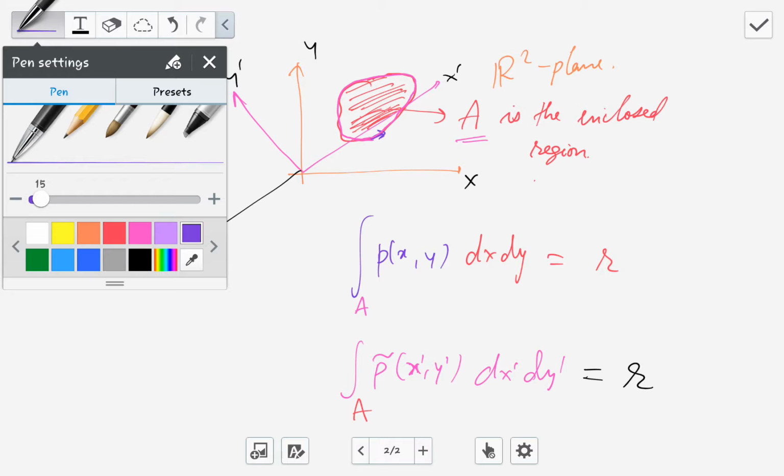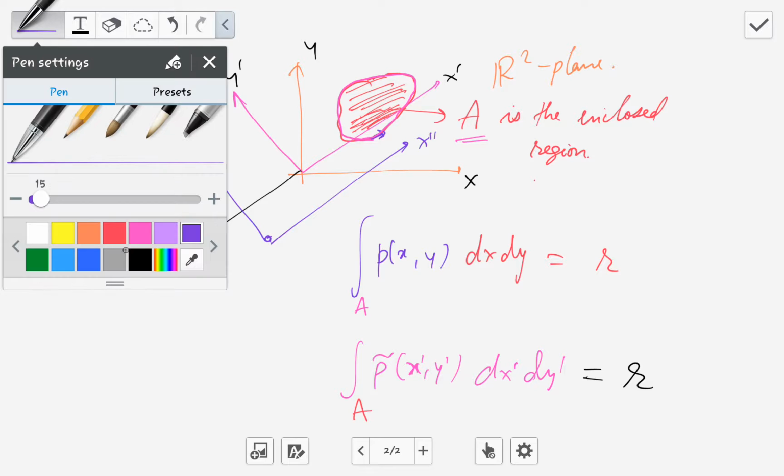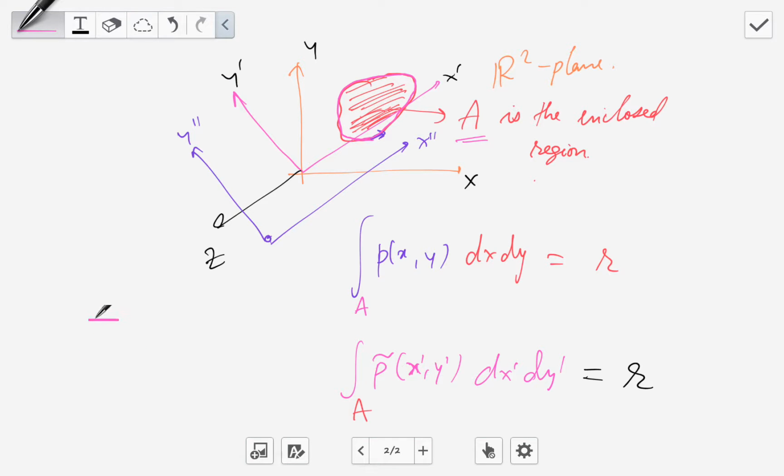Similarly, if I take some other x double dash, y double dash somewhere over here, will it change the area? No, it won't. So that will be the integral of p, say 2 tildes, of x double dash, y double dash, dy double dash, dx double dash, which is the same r over the same area.